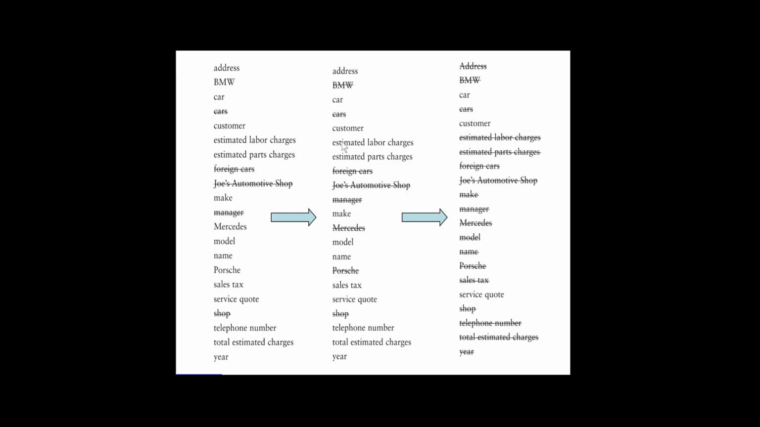Now, if you think of this way, how about estimated labor charges? This is a variable. Well, the same goes for estimated parts charges. This is also a variable. Telephone number, it could be a variable. Sales tax, service code, total estimated charges, year, all these can be variables. Sales tax, the year, the date, or maybe the date and time. These can be variables, so we can eliminate them.